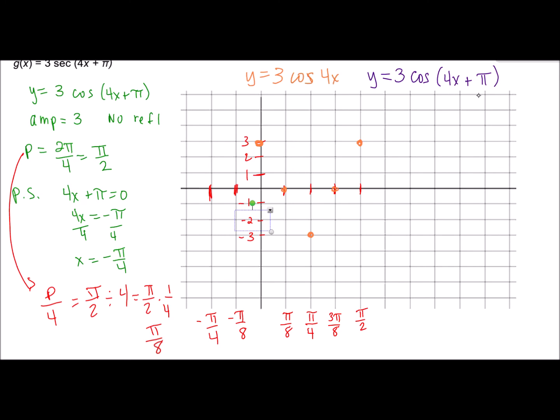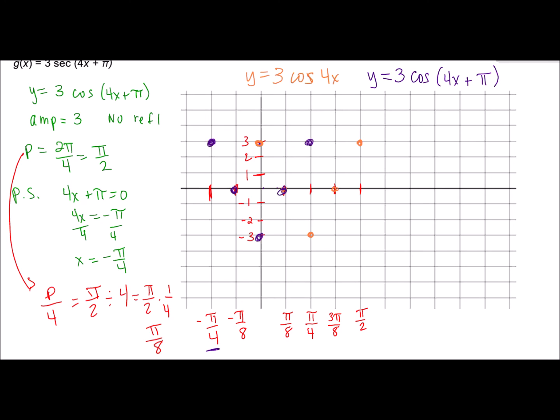Okay, so that phase shift says instead of starting up here at 0, 3, that point needs to be over here at my negative pi fourths. Because I moved it 2 spots, that means I need to take all these other points and move them 2 spots over until I get my new cosine graph that has been shifted to the left.